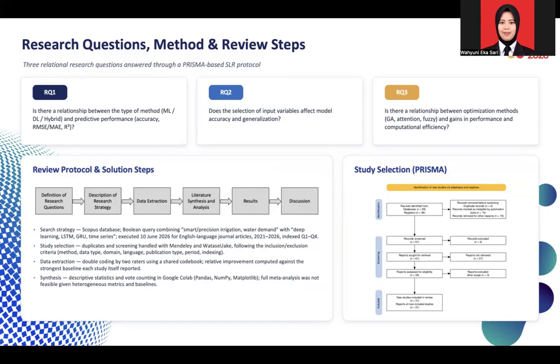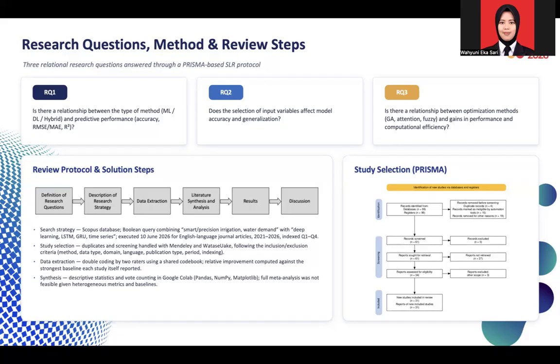and computational efficiency? Now the protocol. We searched the Scopus database with a Boolean query combining smart and precision irrigation and water demand with deep learning, LSTM, GRU, and time series, restricted to English language journal articles from 2021 to 2026. Screening used Mendeley and a web application, following our inclusion and exclusion criteria, as the PRISMA flow shows. 99 records were reduced to 31 studies.